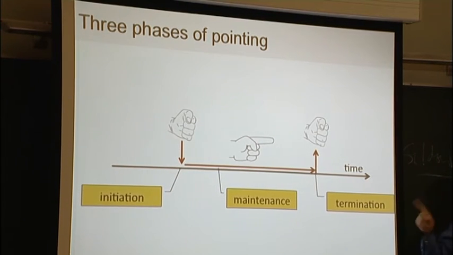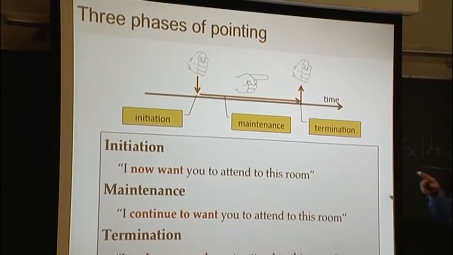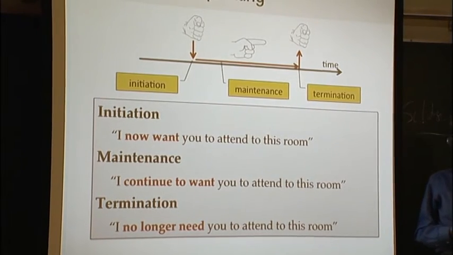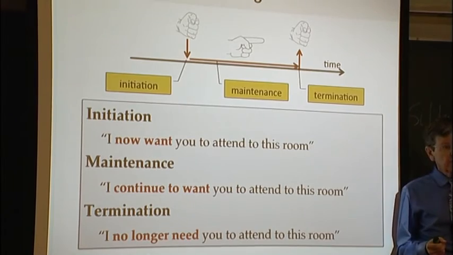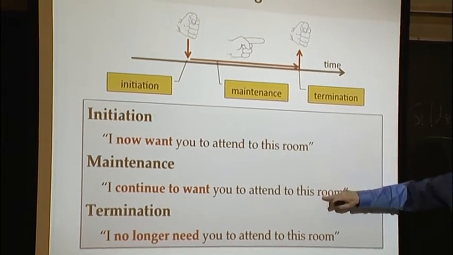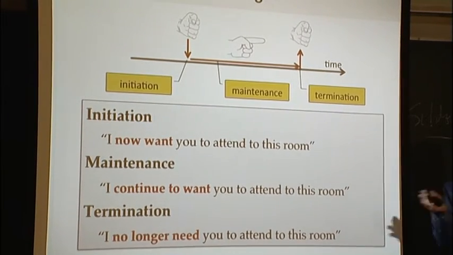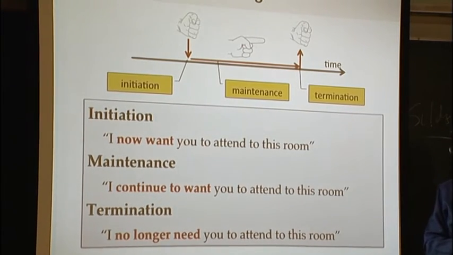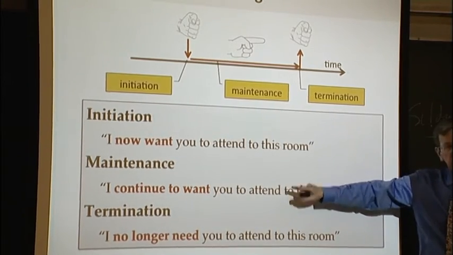The phases have their own interpretation. In the initiation, she is saying to him, I want you to attend to this room, and so she holds her finger there. And she maintains this to say, if he ever looked over, I see that she's continuing to want me to attend to this room. That's the meaning of this maintenance.